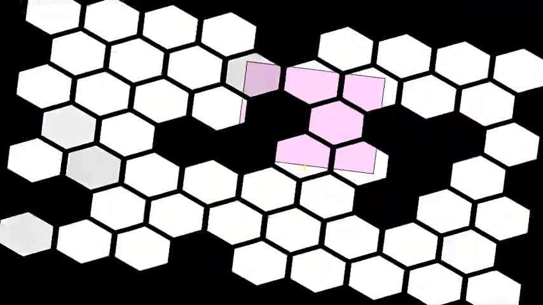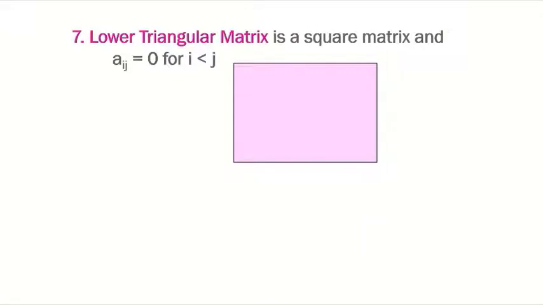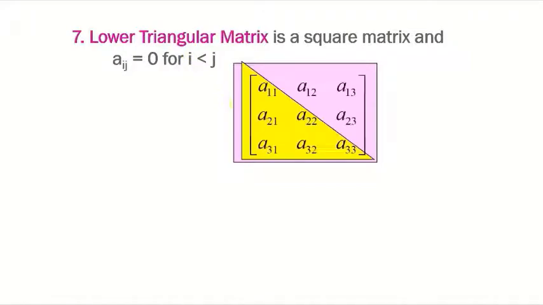Then number 7, the lower triangular matrix. It is a square matrix where the element a_ij must be 0 under the condition i is less than j, where i is the row and j is the column. So these are the positions 1 2, 1 3, and 2 3, sorry. These are where i is less than j, so this is above the diagonal, and the entries 1 2, 1 3, 2 3 must be 0. Okay, example.